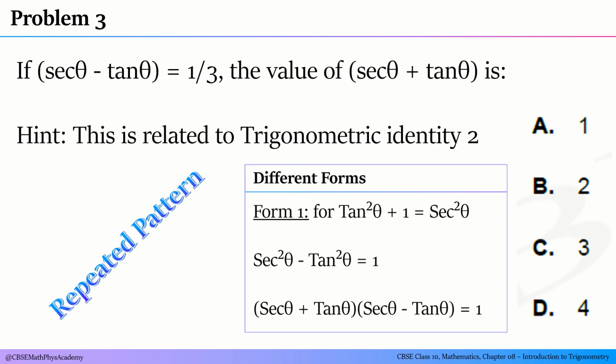So this is problem 3. This kind of problem is quite a repeated pattern. They have given you secant theta minus tan theta is equal to 1 by 3, and they are asking you the value of secant theta plus tan theta. In video 10, we saw one of the forms of identity 2: secant square minus tan square is equal to 1, which gets factorised using the a square minus b square formula as (a plus b) into (a minus b), which is nothing but secant theta plus tan theta into secant theta minus tan theta. So this is what we are going to use.